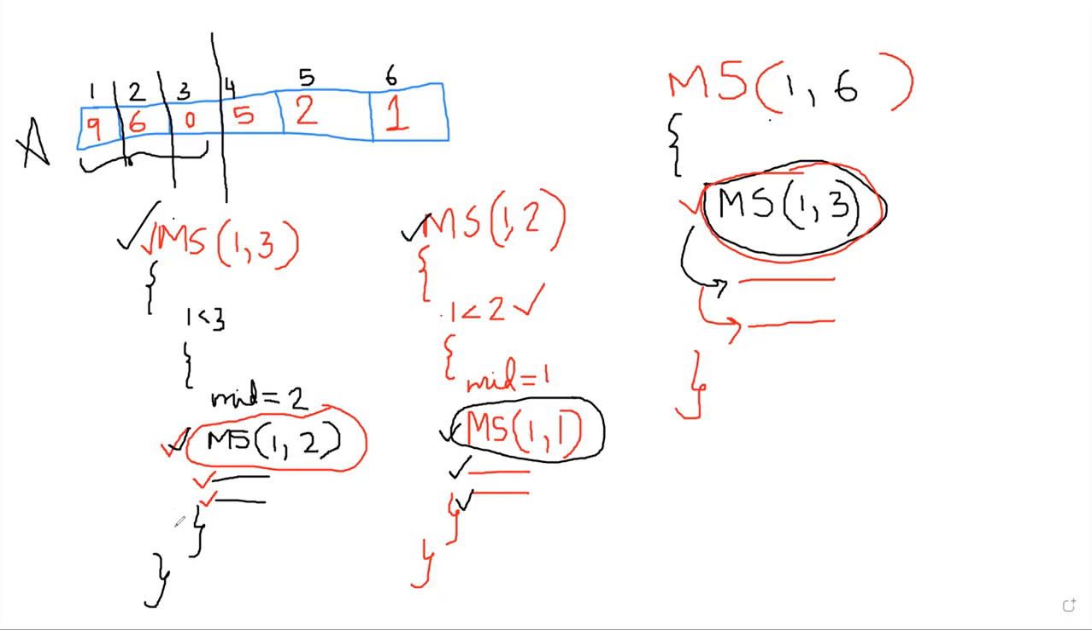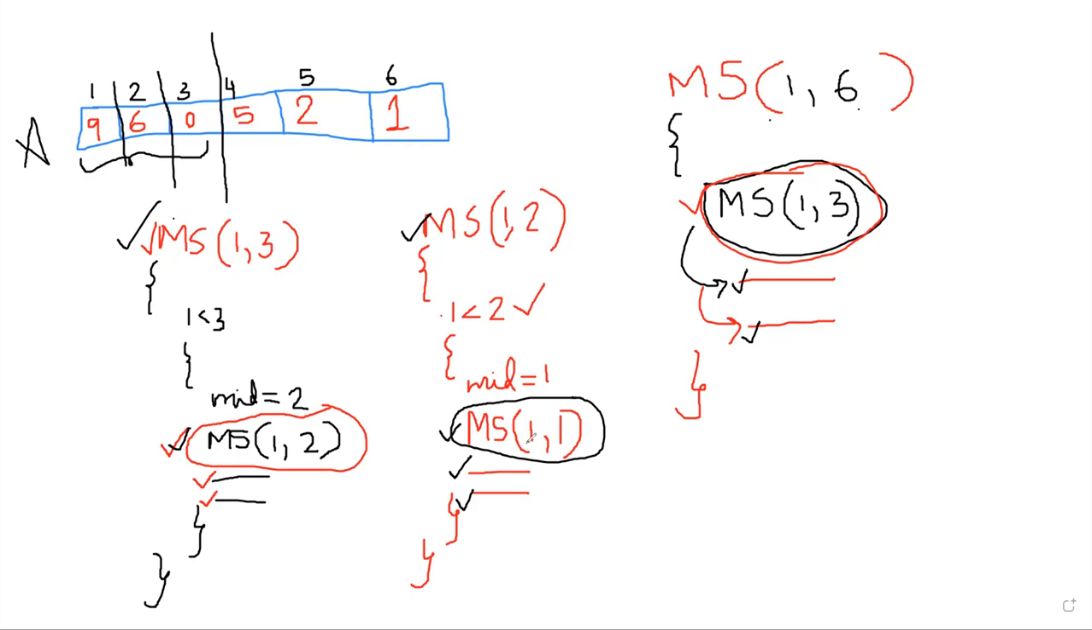When these three functions get completed, your MergeSort 1, 3 gets completed. When MergeSort 1, 3 gets completed, then only you will come to this function calling. And as such, you will complete your original problem, MergeSort 1, 6. So this is how the recursive process is going on.